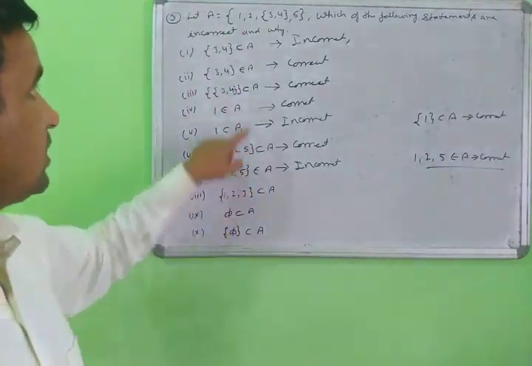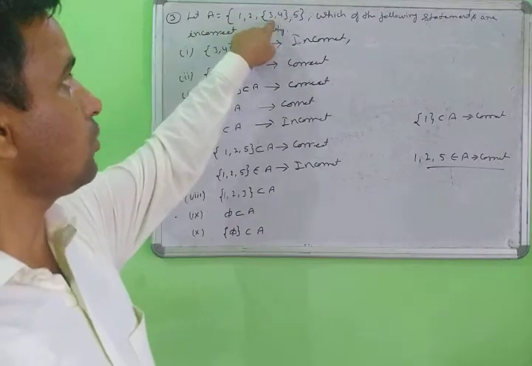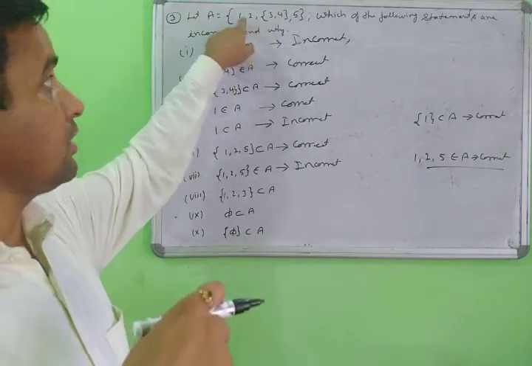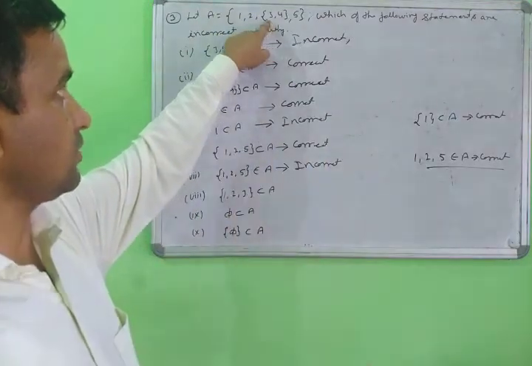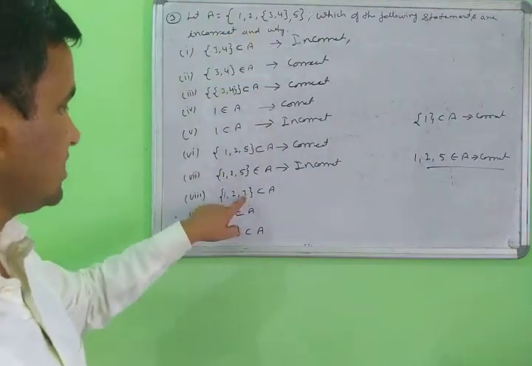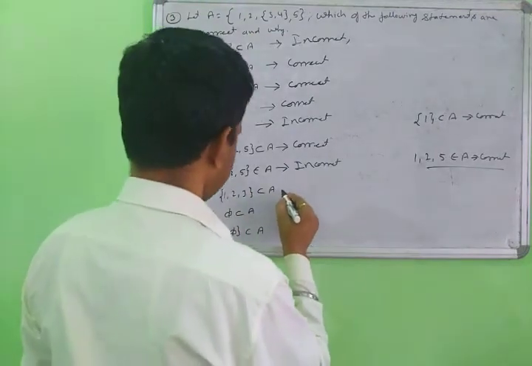Next, {1, 2}, 3. Now look here, 1 and 2 are in a separate form, and the third is not; the third is inside the curly bracket separately. This is the incorrect formation.